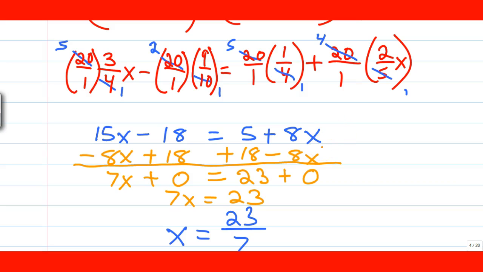Now what I want to do is get the x's to one side and the constants to the other. I'm going to start by subtracting this 8x off both sides.